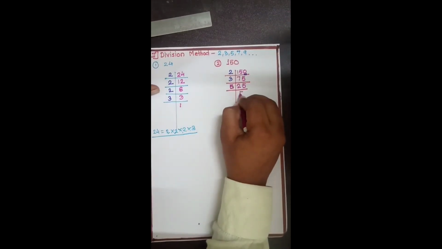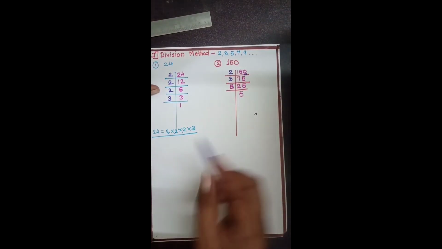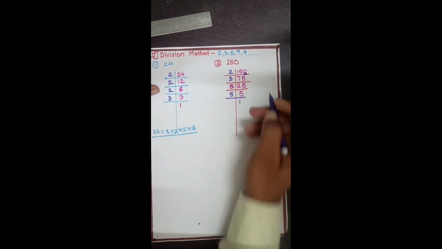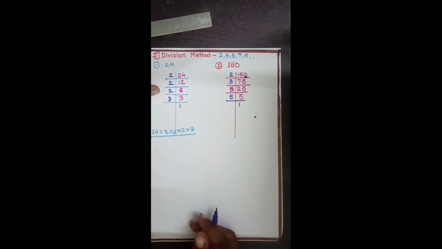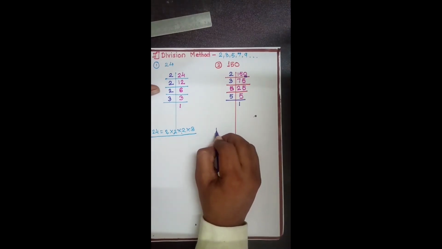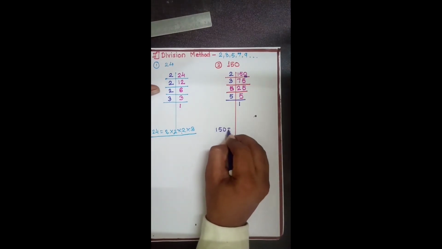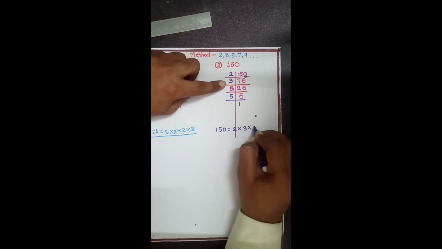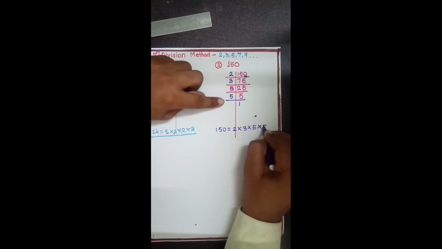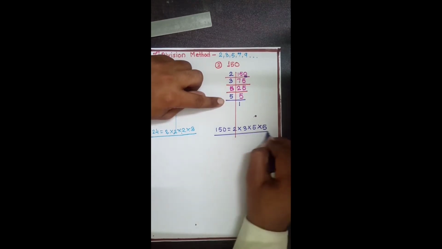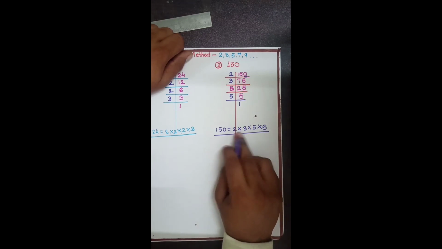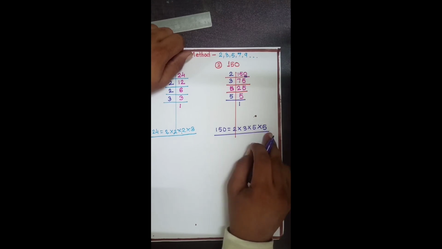So what can we say? 5 5s are 25, and now 5 is divisible by 5 only, and this is the prime factorization of 150. So we can write 150 is equal to 2 multiply by 3 multiply by 5 and multiply by 5. This is the prime factorization of 150. Let us check. 2 multiply by 3 is 6, 6 5s are 30, 30 5s are 150.